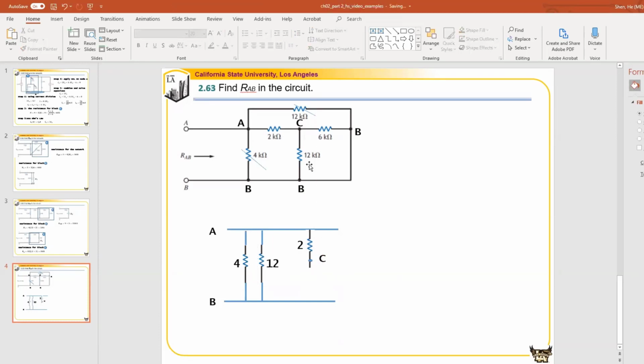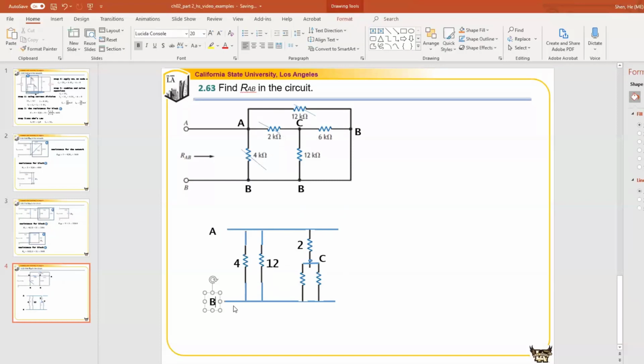Between C and B, how many branches? 1, 2, and no others, right? You cannot go backwards because we already counted that, right? You cannot go backward to there. We did that already. We count from A. We want to go to B. So between C and B, there are only 2 branches. One is 6, the other one is 12. So we're going to draw 2 branches there. Between C and B, we have 2 branches.